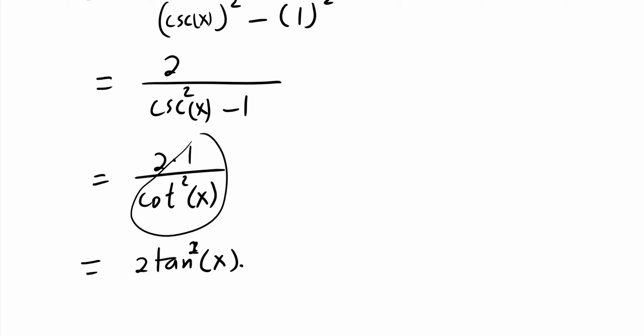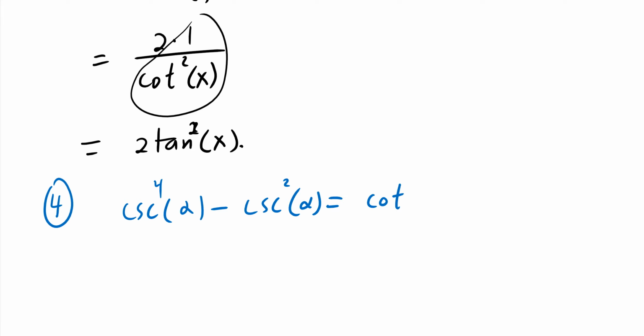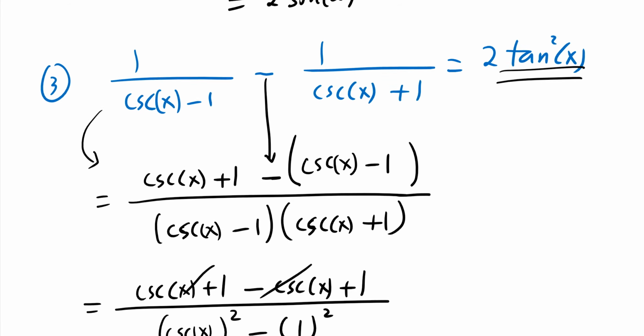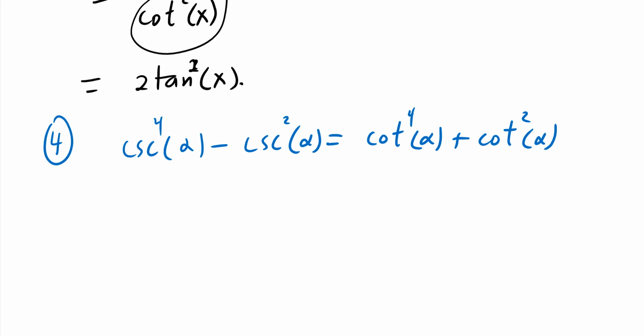Let's look at more examples on this, but slightly different. Let's call this example 4. Cosecant to the 4th alpha minus cosecant square alpha equals cotan to the 4th alpha plus cotan square alpha. So that's example 4. Let's see how to do this. There's many ways, of course, to prove each identity. Different people might approach differently.